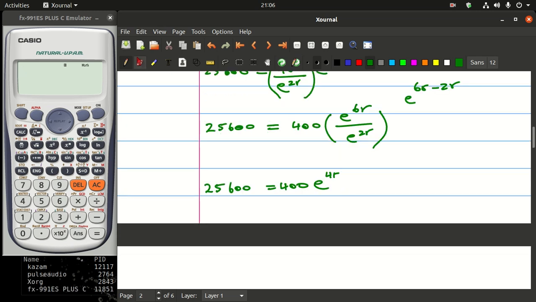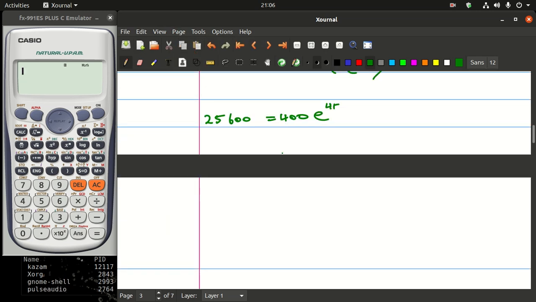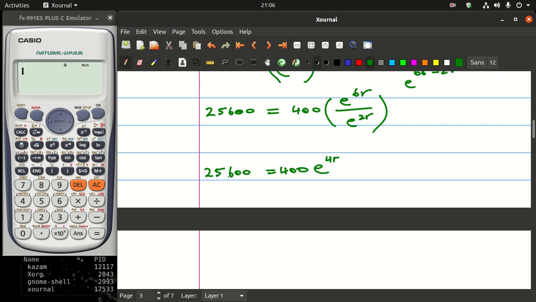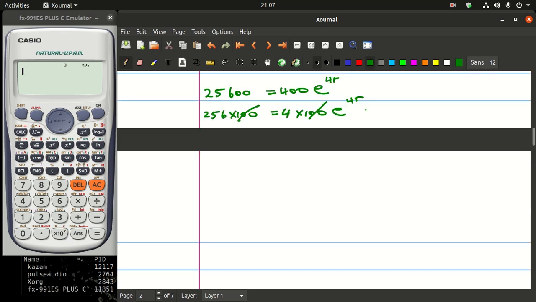Once we have that, let me add a page here so that I can continue. I can see that I have 256 times 100. These zeros are saying I'm multiplying by 100. This side I have 4 times 100, and e raised to 4r. 4 times 100 is 400, and 256 times 100 is 25,600. So this 100 and that 100 are on both sides, so I can cancel them out. Now I am left with 256 is equal to 4e raised to 4r.